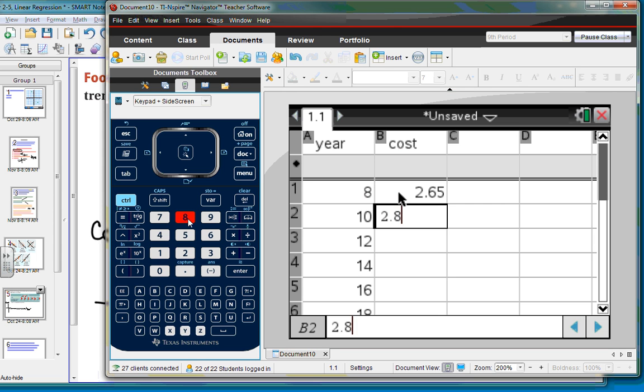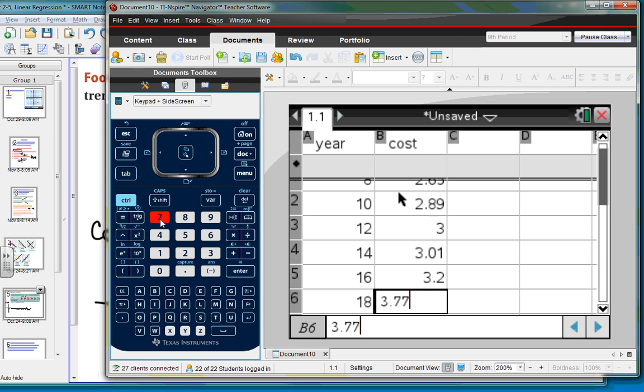Now, go click on cell B, row 1. Start entering your data: 2.65, 2.89, 3, 3.01, 3.2, 3.77. After you are done entering your data, please check it, because if your data is not entered correctly, you are not going to get the correct answer. Do we understand that, yes or no?